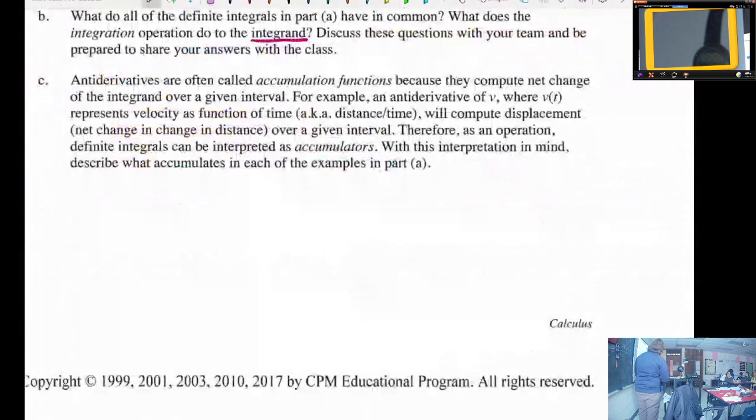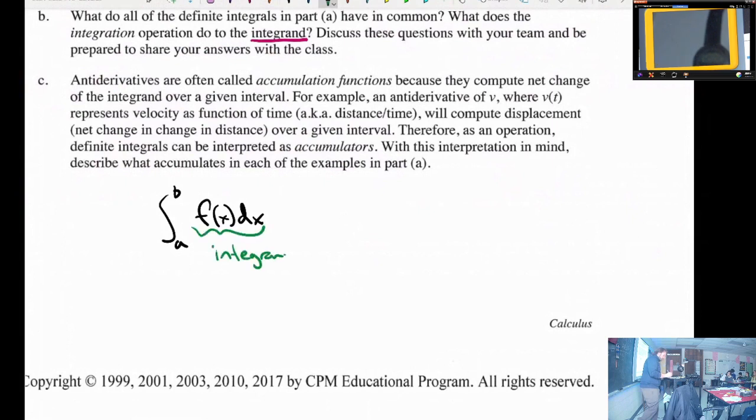Antiderivatives are often called accumulation functions because they compute net change of the integrand over a given interval. We should talk about that really quick. If you have an integral from a to b of some function, let's just call it f of x, we really haven't talked about this vocabulary yet. This part is what's called the integrand. And b minus a would be the interval.